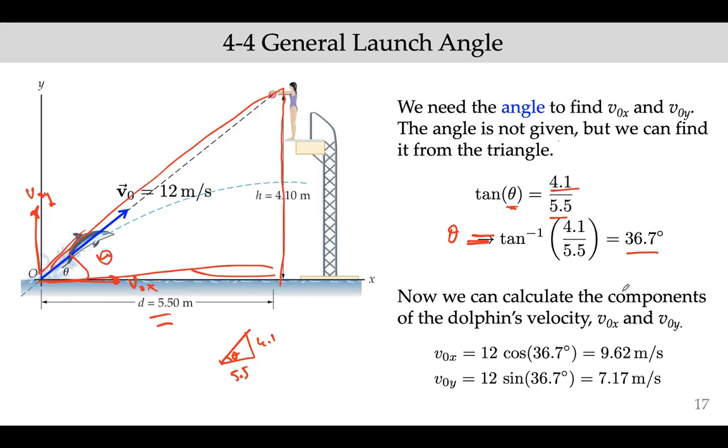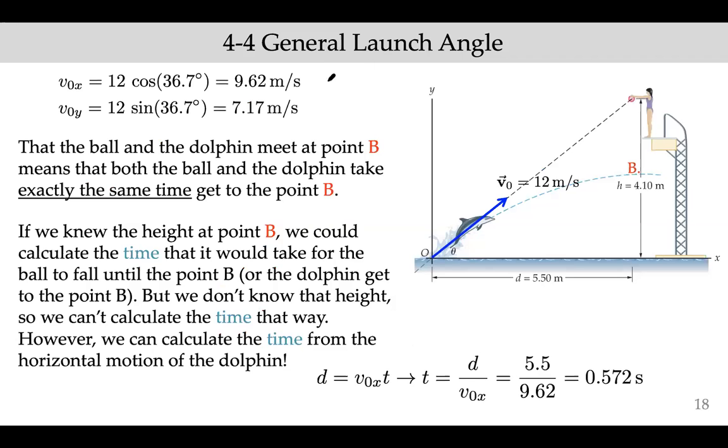We can calculate the components of the dolphin's velocity, x component and y component. For the x component, I have to multiply 12 by the cosine of that angle. And for the y component, I have to multiply 12 by the sine of that angle. In the following calculations, we're going to use these components, so I'm going to carry these to the next slide. Let's move on. So these are the components of the velocity of the dolphin.